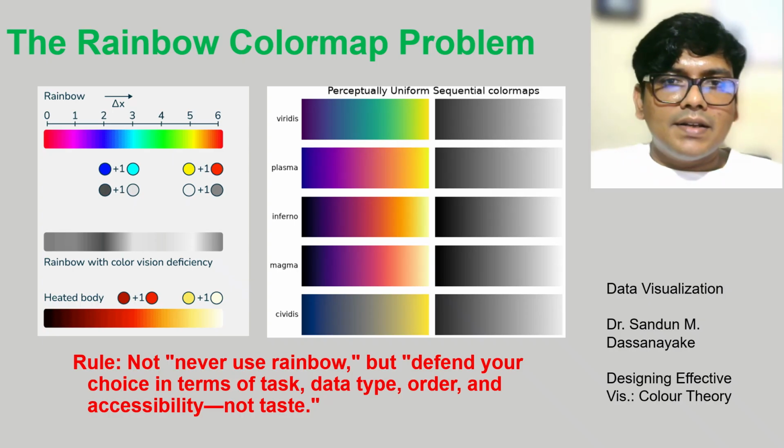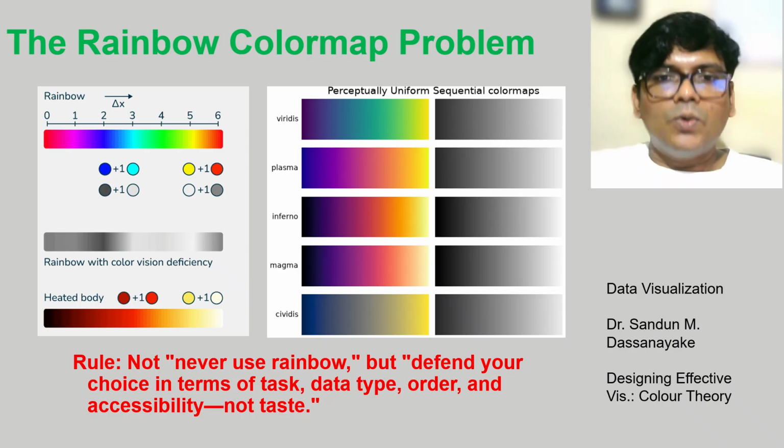The rule isn't a flat out ban on rainbow. It's that you should be able to justify it. Ask yourself, does it suit the data type? Does it support the task? And is it accessible? If the answer is just it looks nice, that's not enough of a reason.